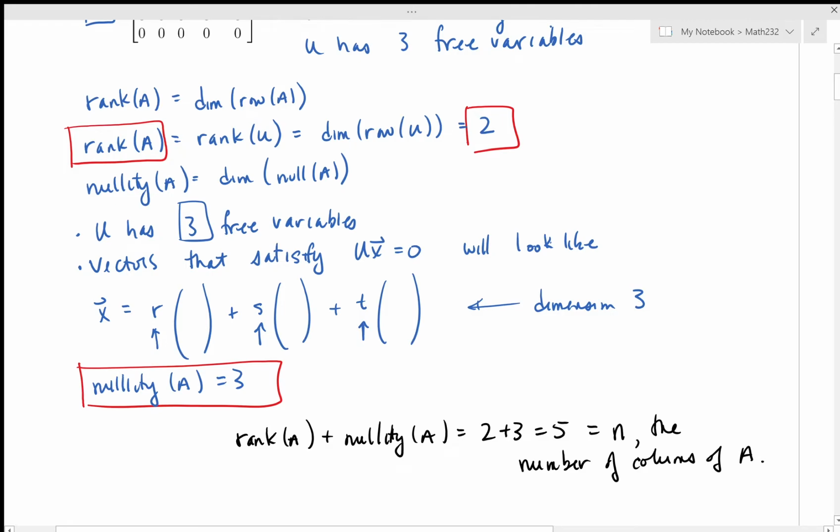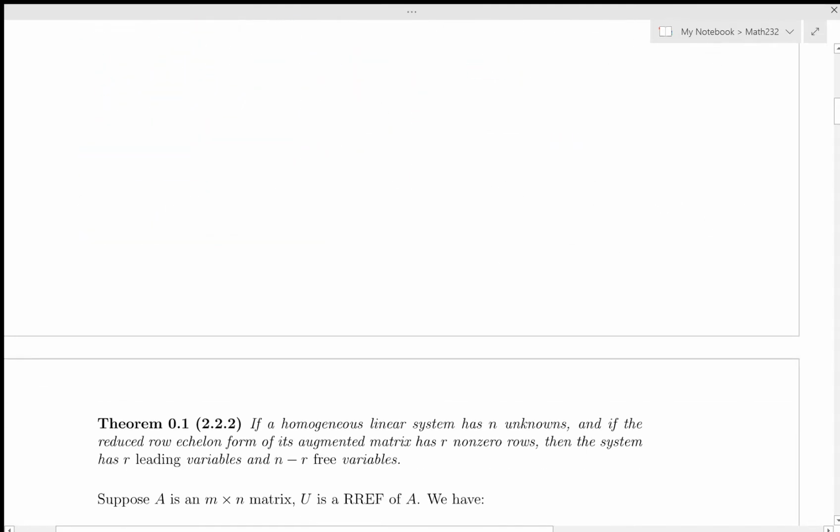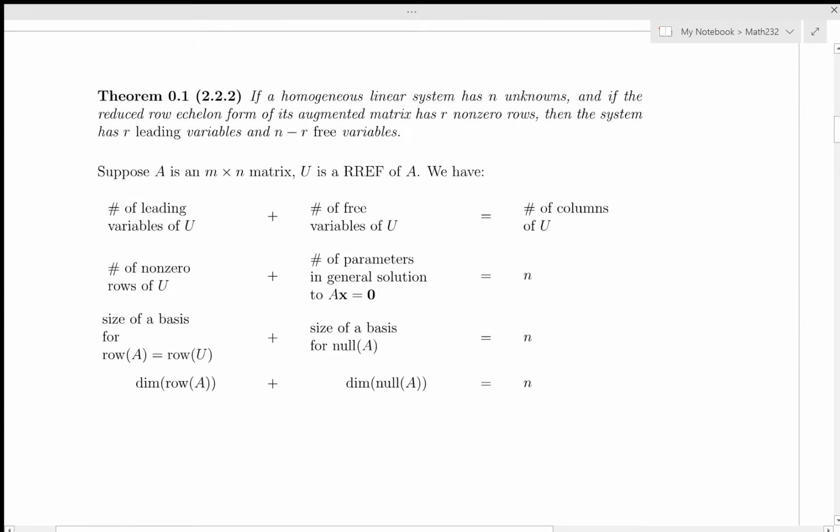Just sort of reminding ourselves what all these terms mean, and then observing this relationship here. And then we're just going to state that on the next page here. In this theorem, we have a bunch of things here. So we have a homogeneous linear system with n unknowns. That's the number of columns. And the reduced row echelon form has r non-zero rows. That means there are r leading variables and n minus r free variables.